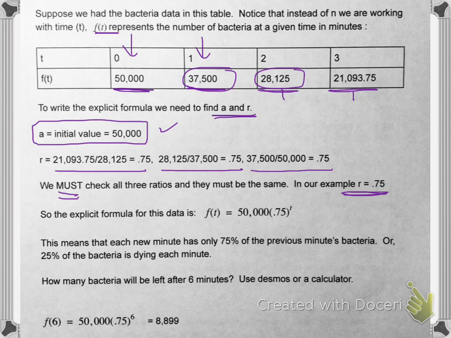So if we want to write the explicit formula, remember, this is going to be f of t is equal to a r to the t in this case. We plug in our 50,000 for a, our 0.75 for r, and that is our formula. And this means that with each new minute, there's only 75% of the previous minute's bacteria, or 25% of the bacteria is dying each minute.